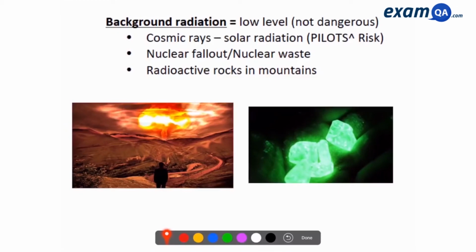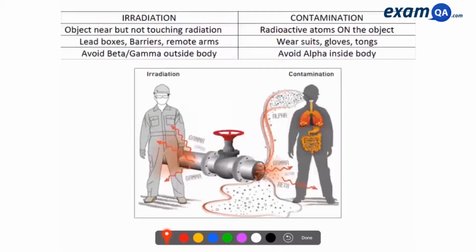Now, there are 2 types of words that you need to know about radiation. One is irradiation, and the second one is contamination. So irradiation is when the object is near you, but it's not touching you. So the radioactive stuff is just radiating onto you, but it's not actually part of your body. So how you can stop that is by putting the material in lead boxes, using barriers, or remotely controlled arms to operate machinery. And this will keep it as far away from you as possible.